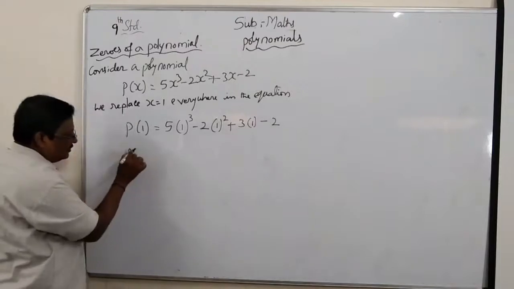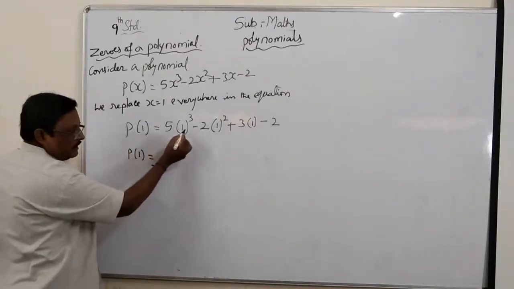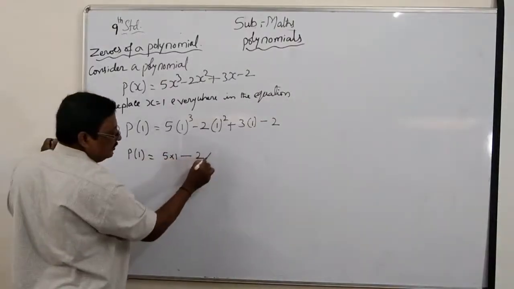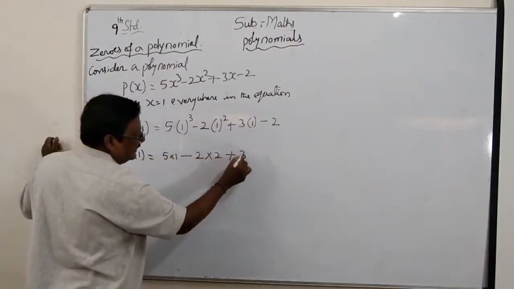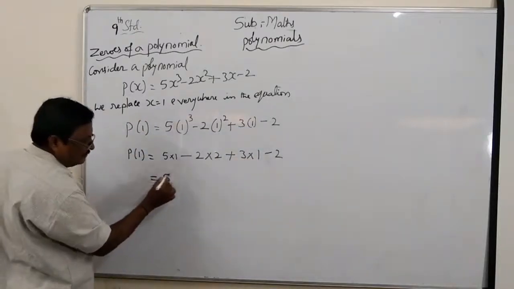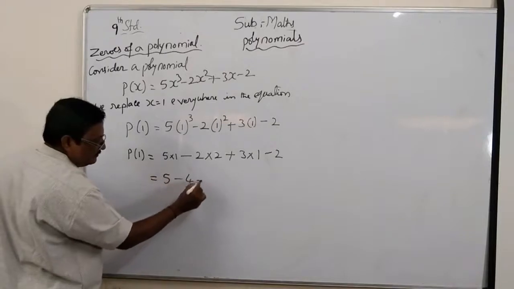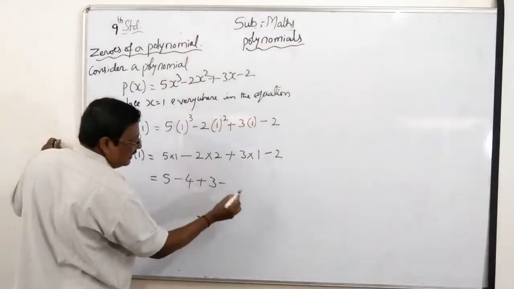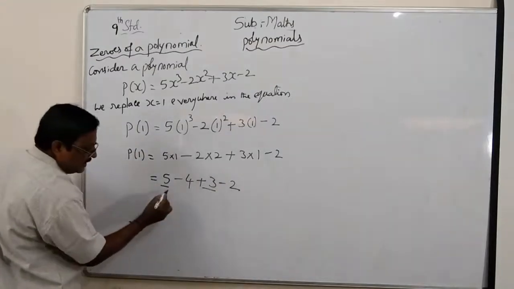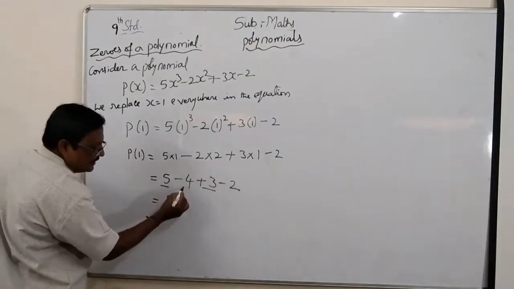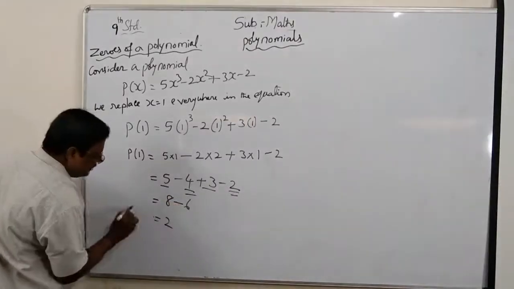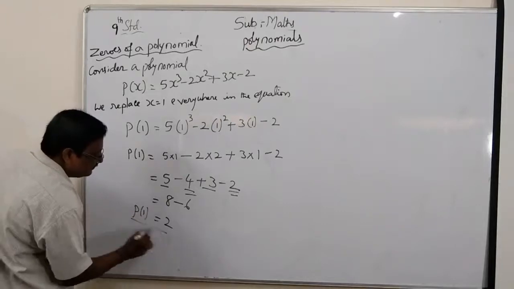P of 1 is equal to, here 1 cube is nothing but 1, 5 into 1 minus 2 into 1 plus 3 into 1 minus 2, is nothing but 5 minus 2 plus 3 minus 2. Here this is the plus value, this is the plus value, we add 5 plus 3 is 8. This is the minus value, this is the minus value, this is 4, so 8 minus 4 is 4... p of 1 is equal to 2. What is this?